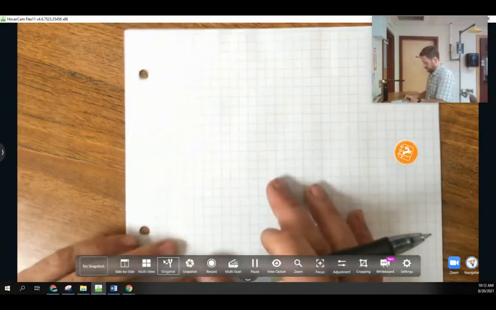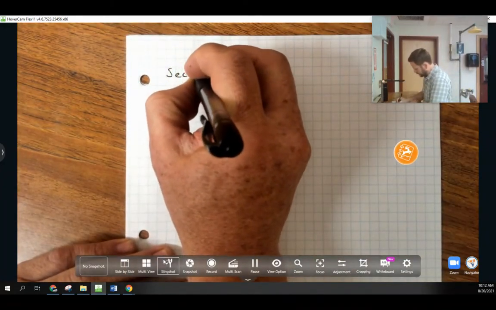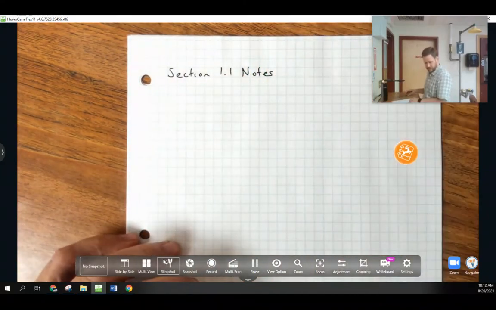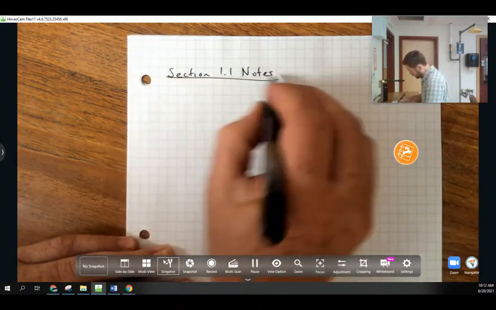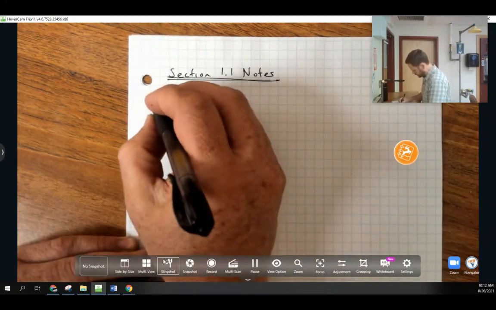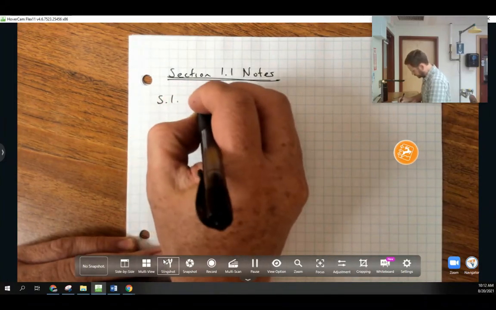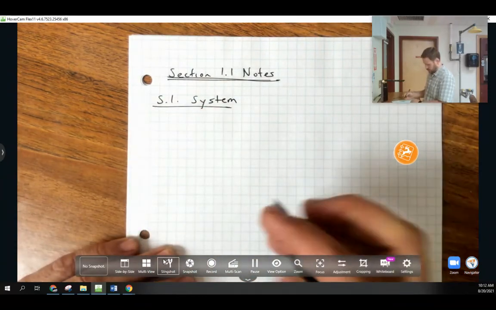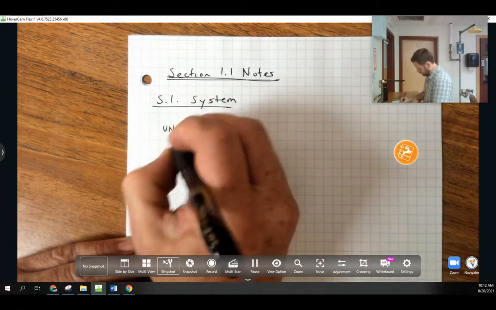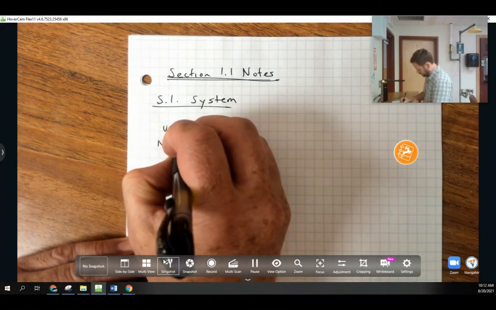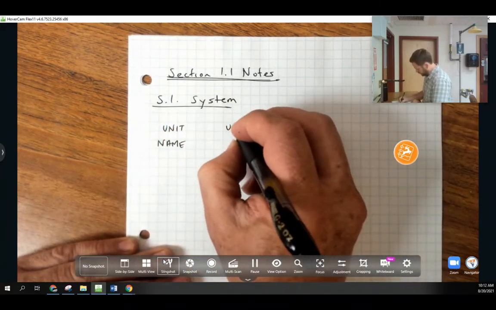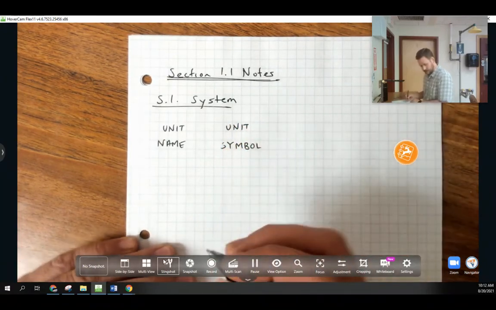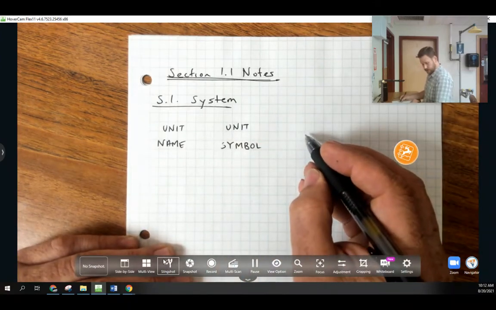So let's begin by making a data table. And in that data table, we're going to have 4 columns. The data table is going to describe the International System of Units. And we're going to make 4 columns. One for the unit name, one for the unit symbol. For example, the unit name would be the meter, and the unit symbol would be a lowercase letter m.